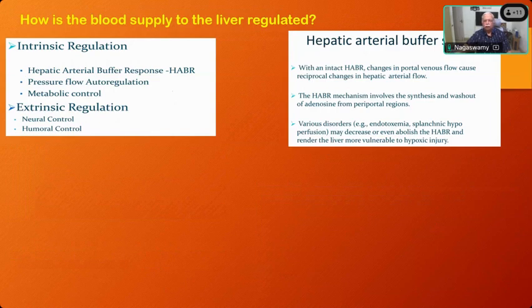And the drug or the chemical that is responsible for that is adenosine. Adenosine. Okay? So that is how the hepatic artery will dilate and allow more blood to flow whenever there is a drop in the portal venous circulation.